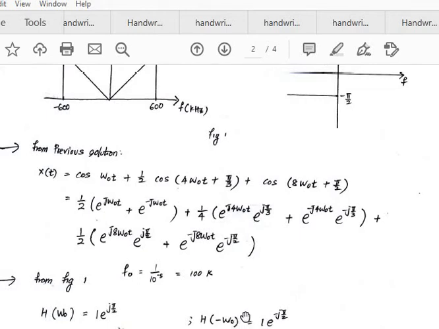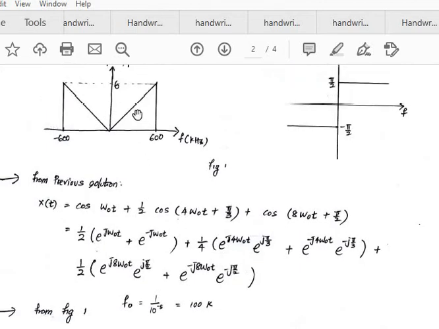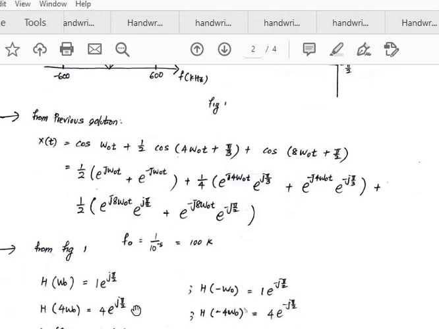Negative 1 refers to the negative omega naught. So you also have 1 as the amplitude, and the phase is negative j pi over 2, negative pi over 2. So this is for the omega naught. Then second, you have the 4 omega naught. For 4 omega naught, you can guess that it is about the 4. So the amplitude is 4 and the phase is pi over 2. For the negative part, you have positive 4 again, but the phase is negative pi over 2.